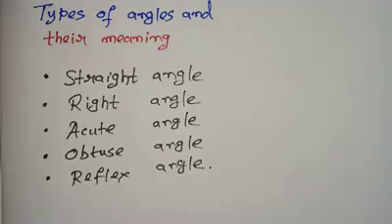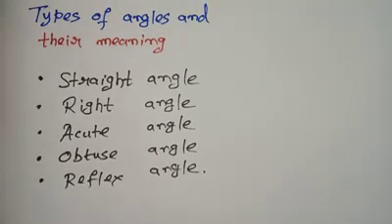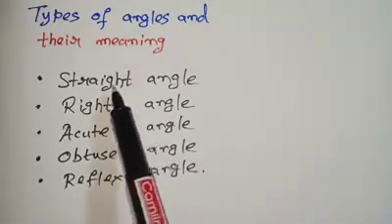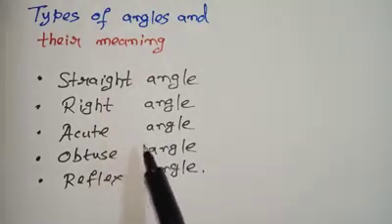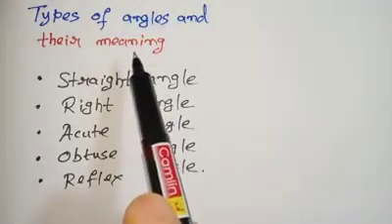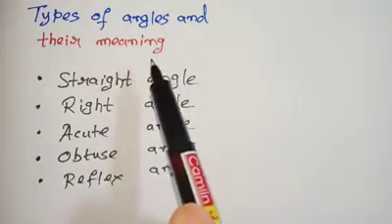Hello and welcome to this very basic course of geometry. You can call it a refresher course or whatever you want to name it. We will be dealing with the types of angles and their meaning. As you have already seen, I have written down what is a straight angle, right angle, acute, obtuse and reflex angle. When we talk about the meaning, you will come to know a little bit more about that.